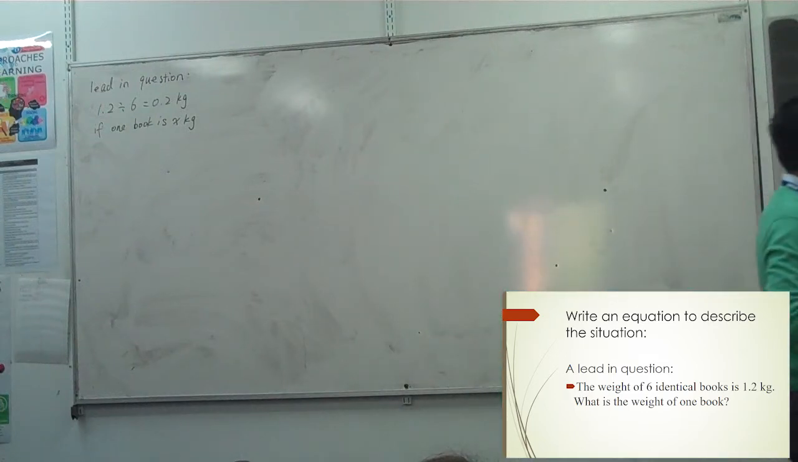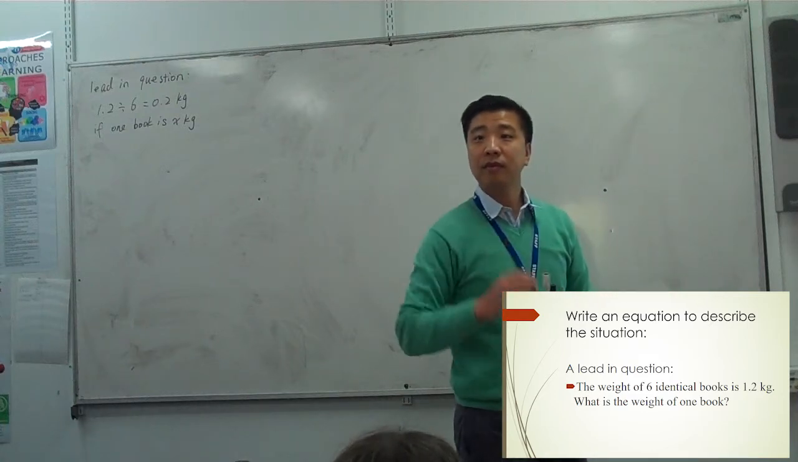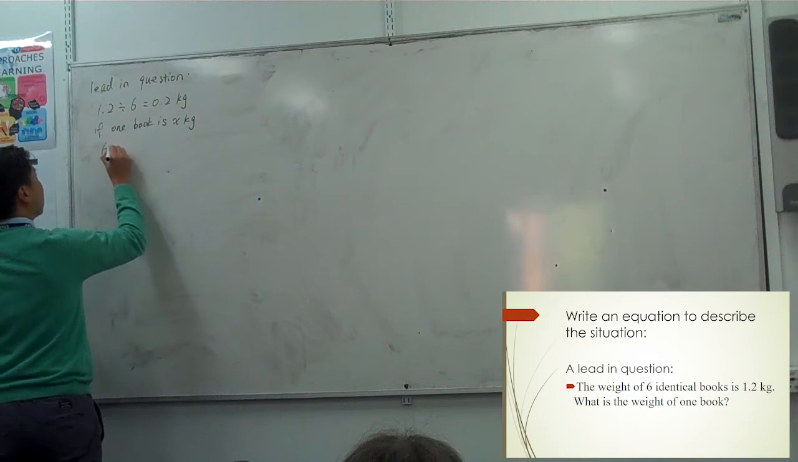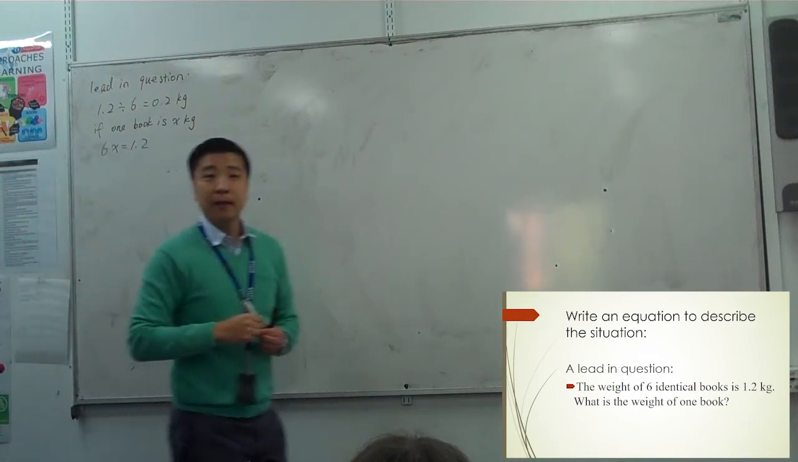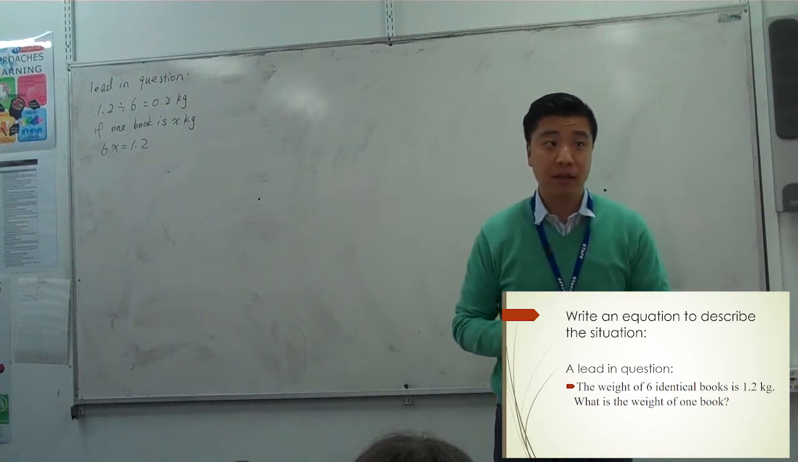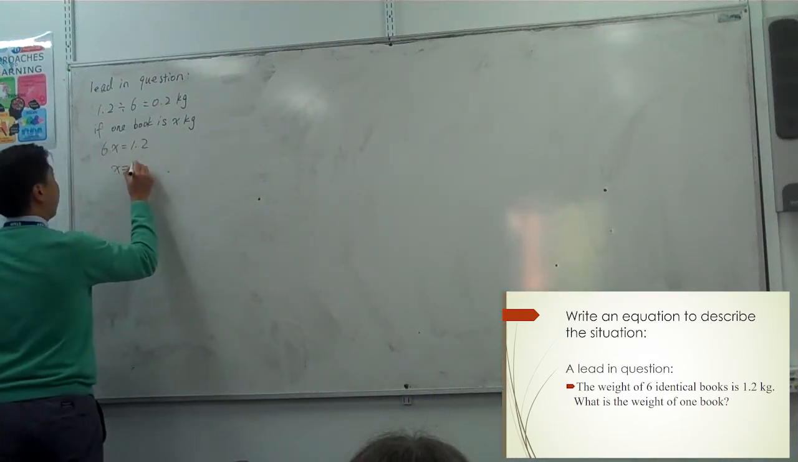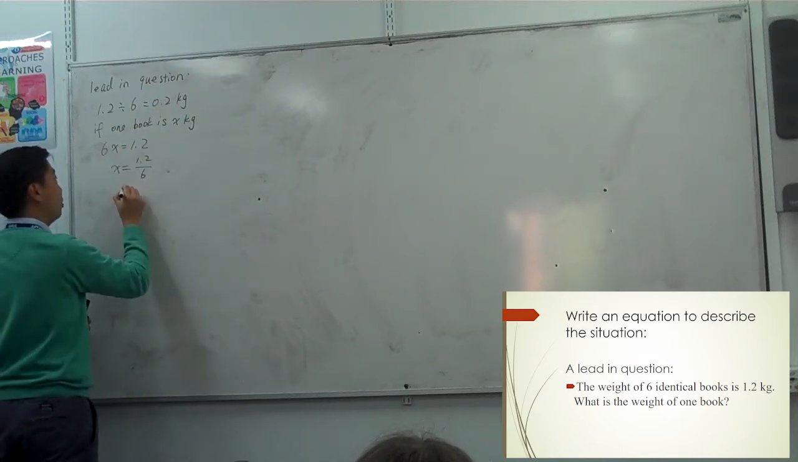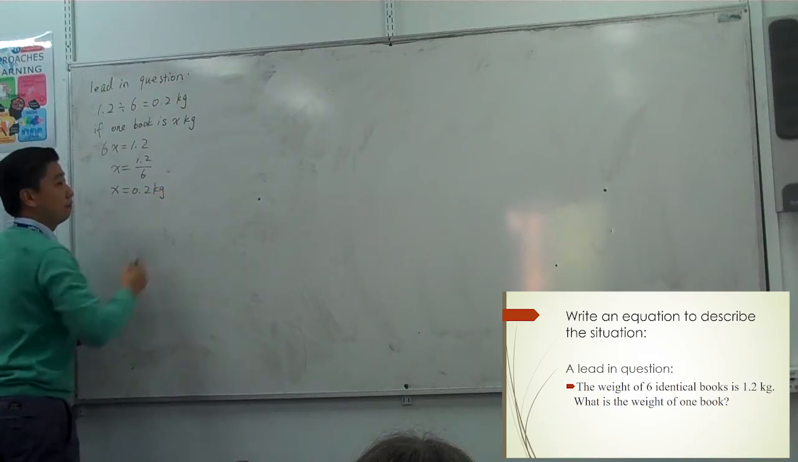According to the description, the weight of 6 identical books. An equation. 6 times x equals 1.2 kilos. Okay, he said that is 6 times x equals 1.2. And then you still can work out x. Okay, so last year you have learned x equals 1.2 divided by 6. Is that the same? Yeah. Yes? Okay, you still can get x equals 0.2 kilo.